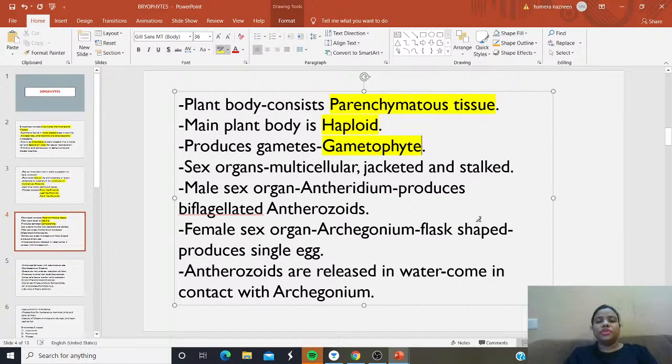And how are the sex organs? The sex organs are multicellular, jacketed, and stalked. The male sex organ is the antheridium, and it produces biflagellated antherozoids. And the female sex organ is the archegonium. It is flask shaped and it produces a single egg.